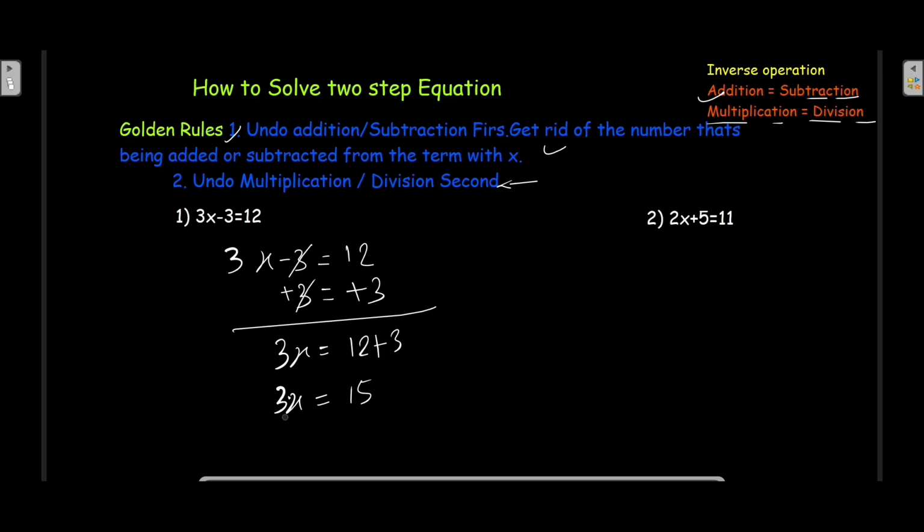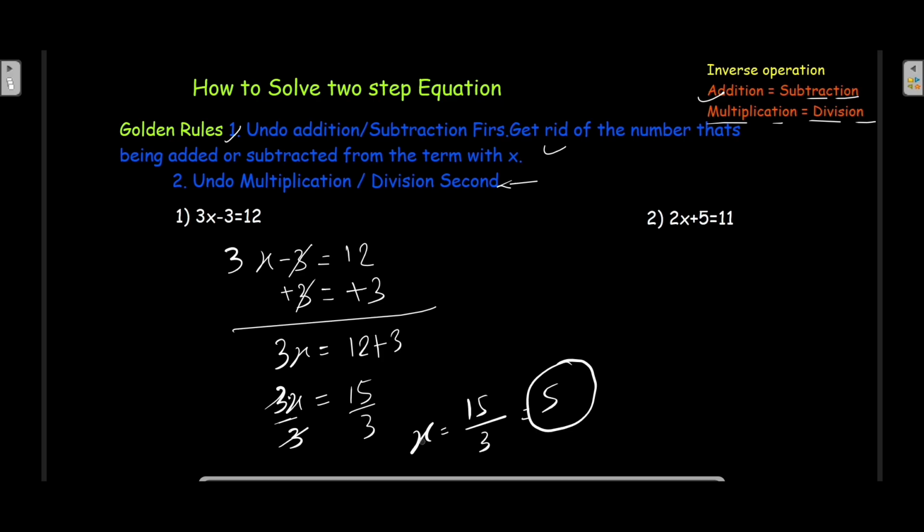We have to undo this 3. Here is multiplication between these two terms, so the inverse operation of multiplication is division. We divide this side by 3 to undo this 3, and whatever we do to one side, we do the same to the other side, so we divide this side also by 3. 3 and 3 cancel out. So x is equal to 15 over 3. What times 3 gives us 15? It's 5. So 5 is our correct answer here.